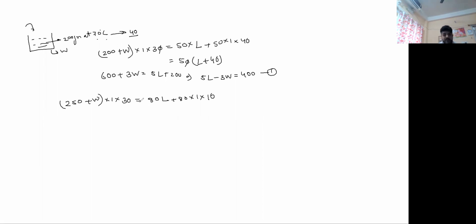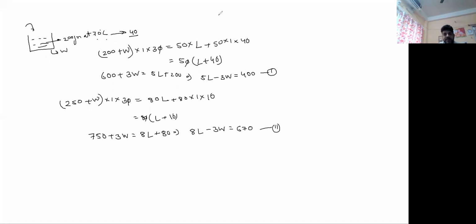So we can take 80 as a common. So L plus 10, the 0s again we cancel. So what we have? 750 plus 3W, that is 8L plus 80, which means 8L minus 3W equals 750 minus 80. 750 minus 80 is 670. Equation number 2.